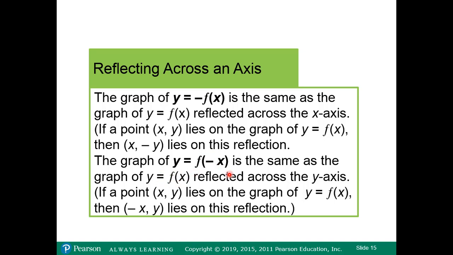The graph of y equals f of negative x is the same as y equals f of x reflected across the y-axis. So if the negative sign is inside the function, it's a reflection across the y-axis. If the negative sign is outside the function, it's a reflection across the x-axis. Again, we're looking at the basic functions, right? First, we're looking at the behavior of the basic functions, and then the negative sign is going to tell us how it's reflected.